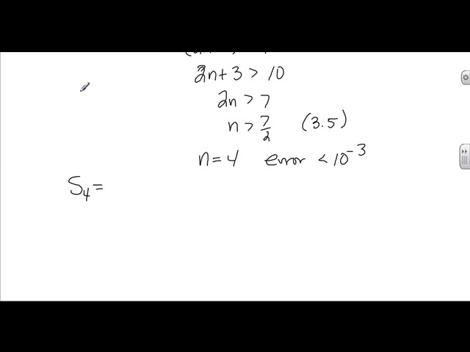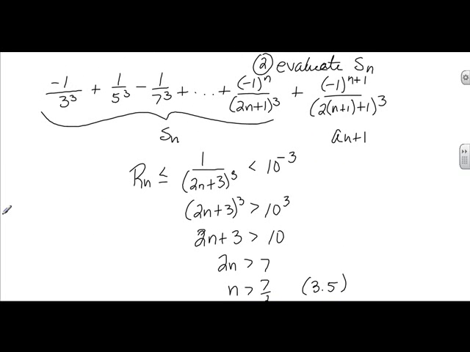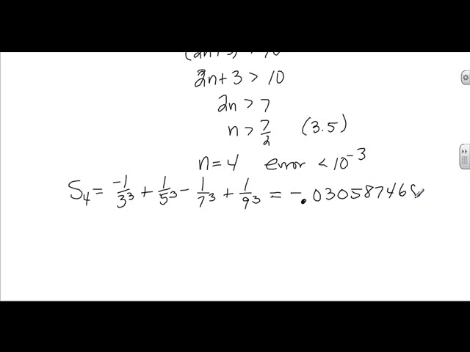Negative 1 over 3 cubed plus 1 over 5 cubed minus 1 over 7 cubed. The next term would be plus 1 over 9 cubed. And if you evaluate that, you get negative 0.030587468. You want to write down as many decimal numbers as you can. So what we're saying is that the series S is approximately equal to negative 0.030587468, and so on.